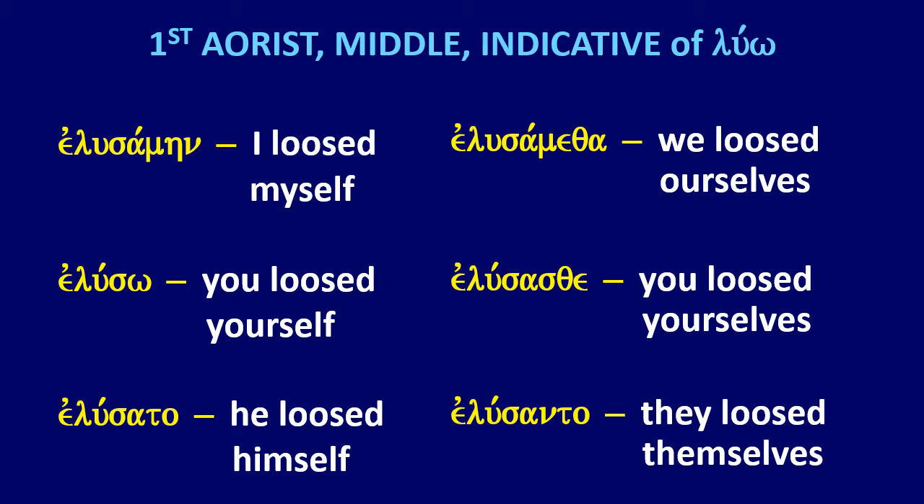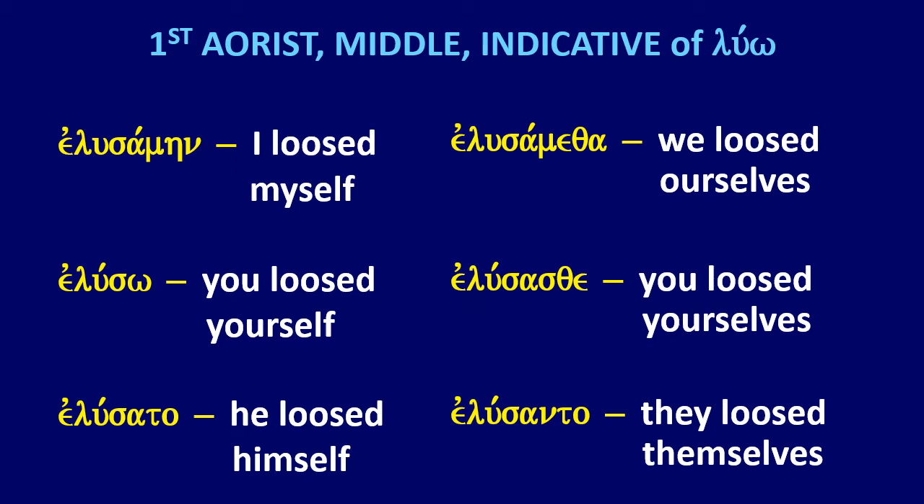Now keep in mind that this is the middle voice, so I've provided in these glosses or mini translations here without context the standard reflexive middle understanding. I loosed myself, etc. But you could understand these middle voices to be also indirect middles, in which case we would translate it, I loosed for myself, you loosed for yourself, he loosed for himself, etc. And keep in mind that with the middle voice, the basic idea is that the subject is acting with self-interest.